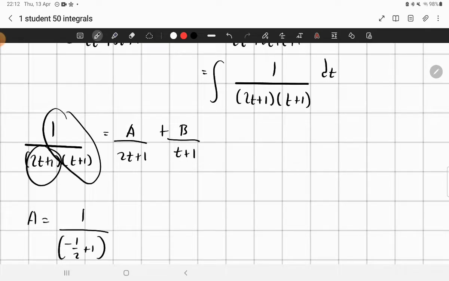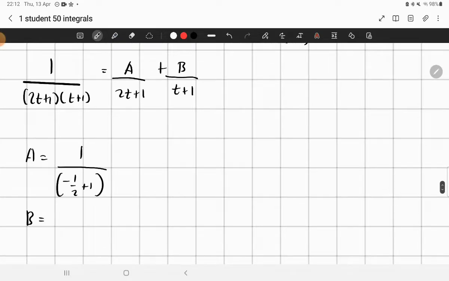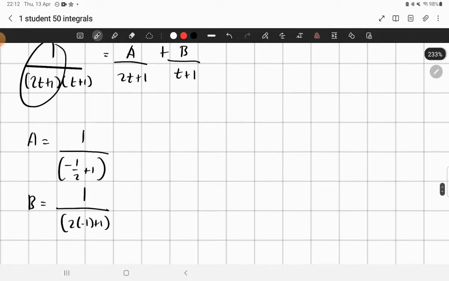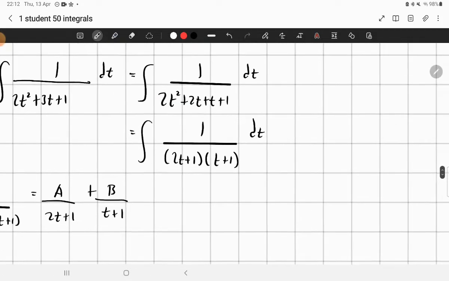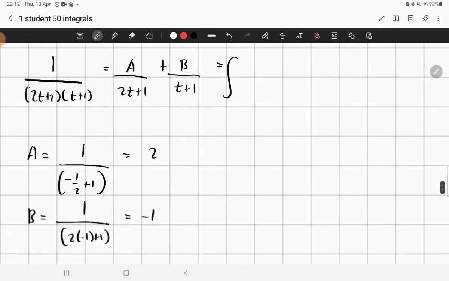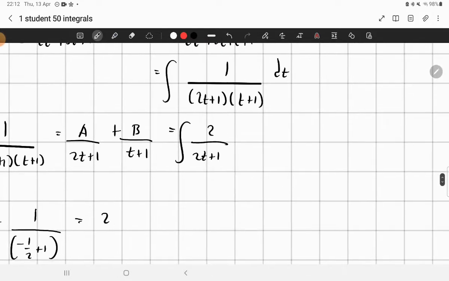The same goes for coefficient B. We know that when t is equal to negative 1, the denominator here will be 0, so we could substitute negative 1 into the other part. Therefore A will be 2 and B will be negative 1. So basically, you could obtain the integral of 2 over 2t plus 1 minus 1 over t plus 1 dt.